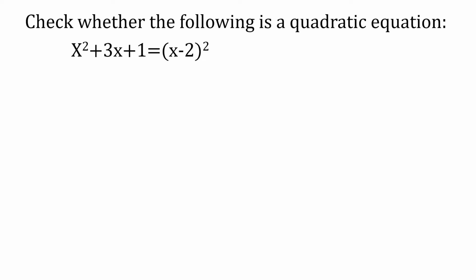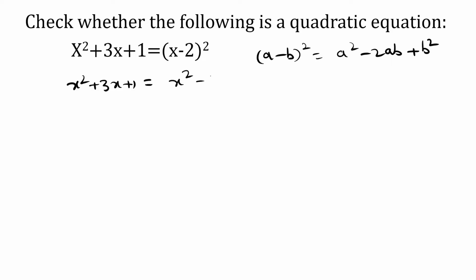Our next equation is x² + 3x + 1 = (x - 2)². Here again we will expand (x - 2)² using the binomial identity (a - b)² = a² - 2ab + b². This gives us x² - 4x + 4.